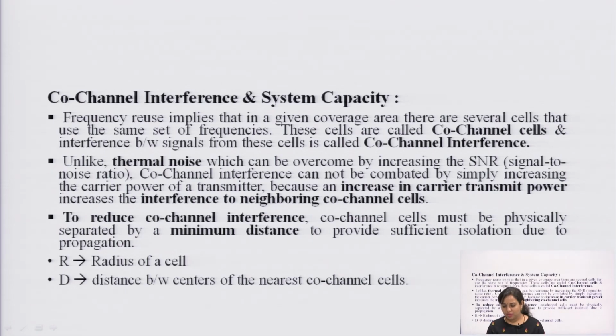This is co-channel interference. Co-channel interference means that when two cells are using the same set of channels, it leads to interference. Unlike thermal noise, which can be overcome by increasing the signal to noise ratio, co-channel interference cannot be combated by simply increasing the carrier power of a transmitter, because an increased carrier transmit power increases the interference to neighboring co-channel cells. Here, R is the radius of a cell, and D is the distance between the centers of the nearest co-channel cells. So, that is the co-channel interference concept.